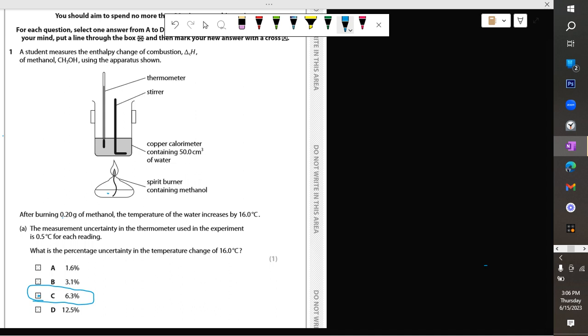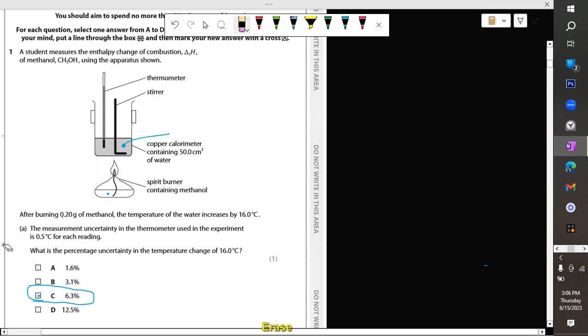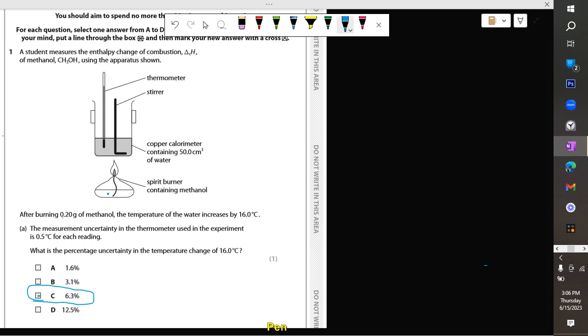Here, guys, first we have to understand the phenomenon clearly. The spirit burner uses methanol, methyl alcohol. It burns methyl alcohol and emits heat, and that heat is absorbed by the water. The spirit burner emits heat, and that thermal energy is absorbed by the water.